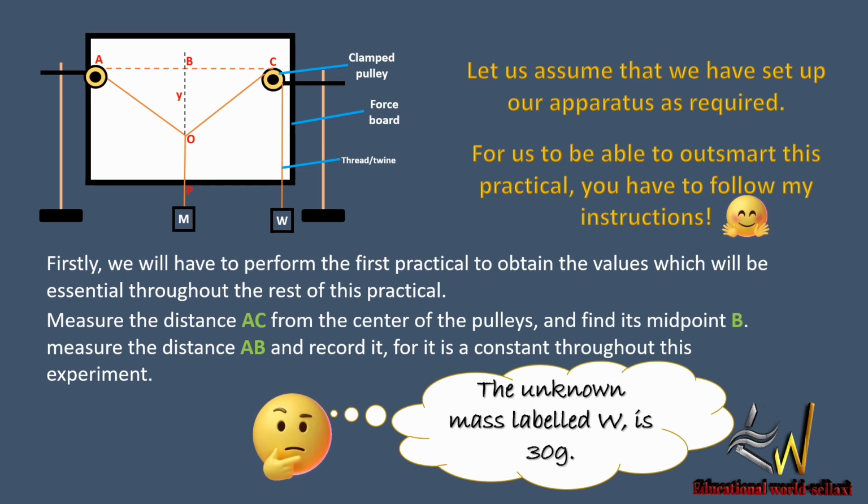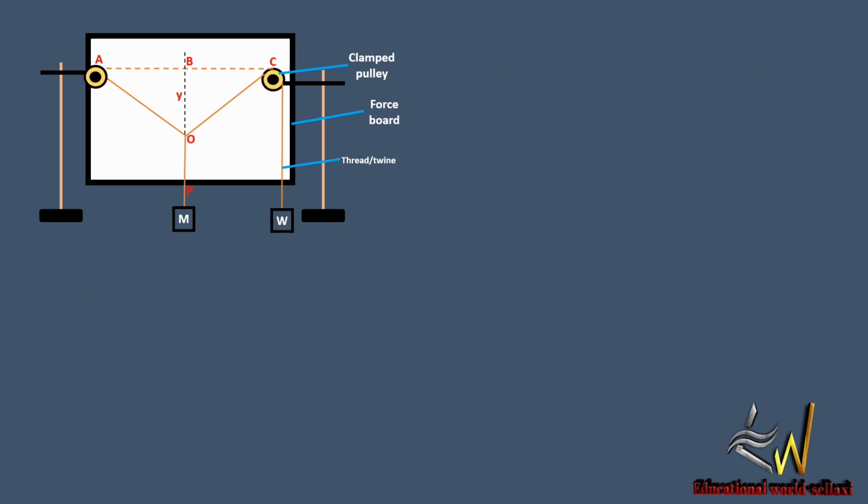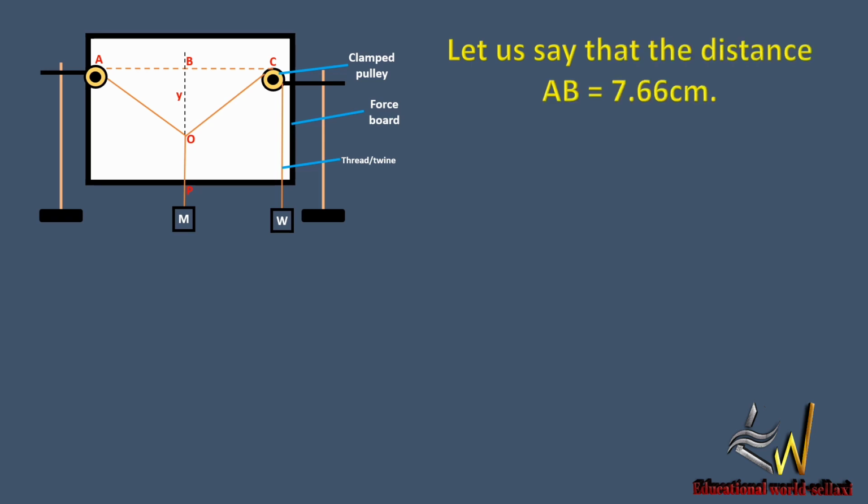Now I want you to note that all the traces you are going to make on the white paper that is placed on the board clamped by the 2 rotor stands, you are going to submit them at the end of the practical. So for each step you take, you must trace the values on the white paper. So let us say that the distance AB is 7.66 centimeters.